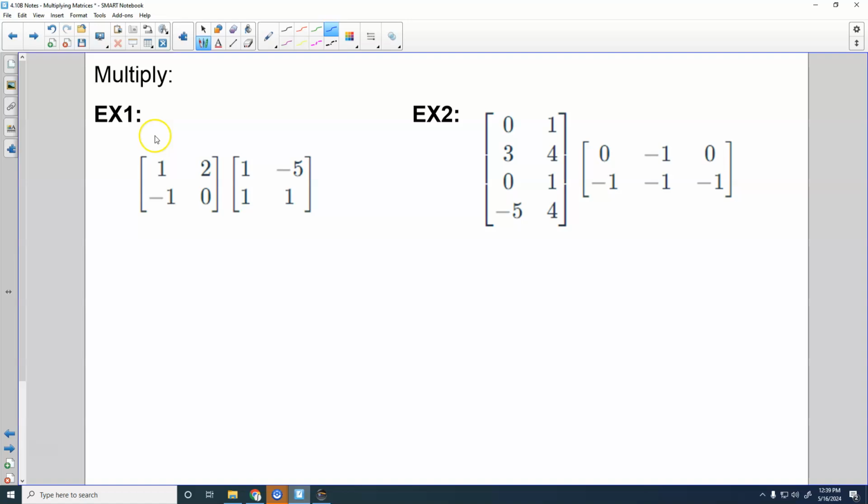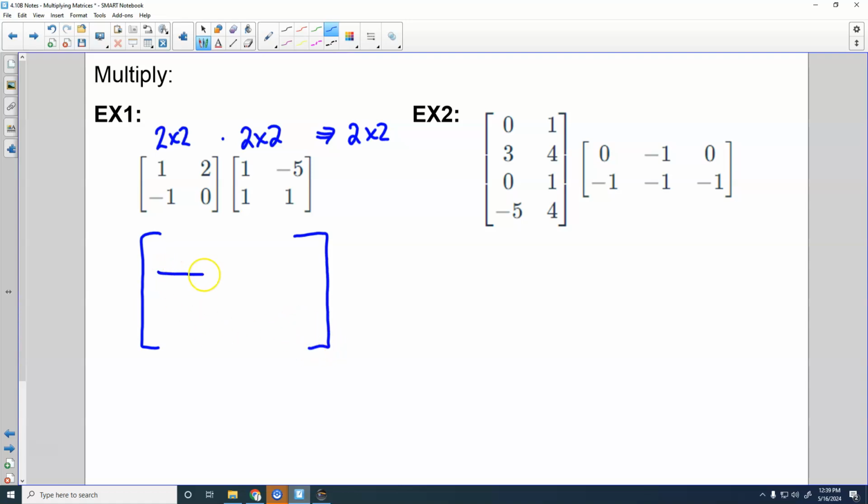So first of all, let's think about our dimensions. I've got a 2 by 2 times a 2 by 2. First of all, can I multiply them together? Yes, middle match. What will I get? A 2 by 2. All right, so I'm going to write every step here. You don't have to, but I'm going to, so it's clear here. My answer should be a 2 by 2.